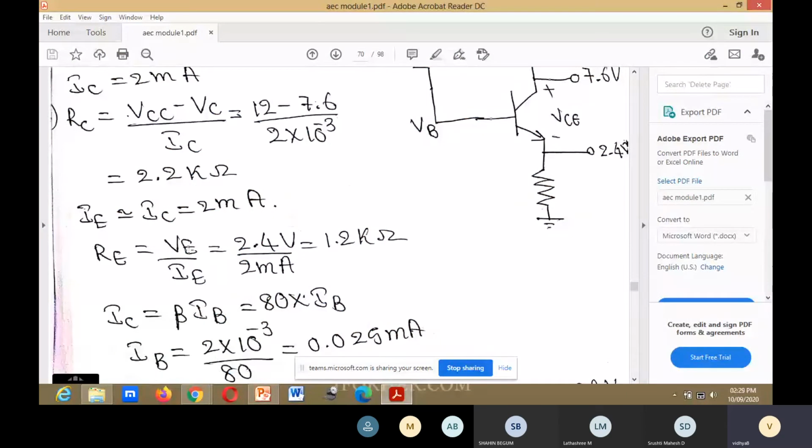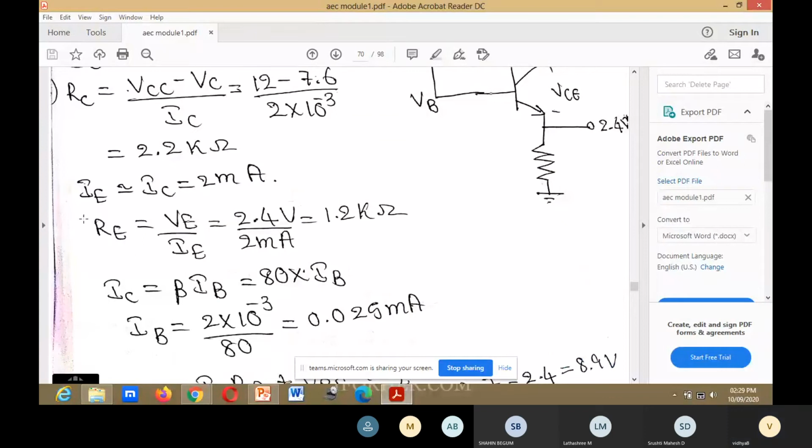RE is equal to VE divided by IE. We know the value of VE, 2.4 volt, and IE, 2 milliamps. So you will get 1.2 kilo ohm.